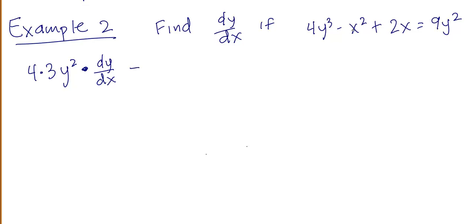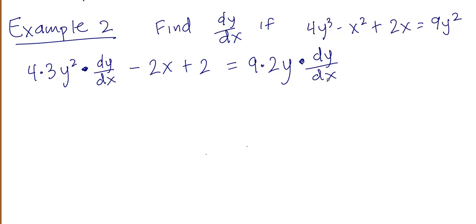Okay, minus, now take the derivative of x squared, so just negative 2x, plus the derivative of 2x is 2, equals 9y squared, so that would be 9 times 2y, but we took the derivative of y, so we have to tack on dy/dx. The reason we know that we need to do this is we're looking for the derivative of y with respect to x. We know that because of what they asked us to find, dy/dx. So that says whenever you take a y, you have to tack on the derivative dy/dx.